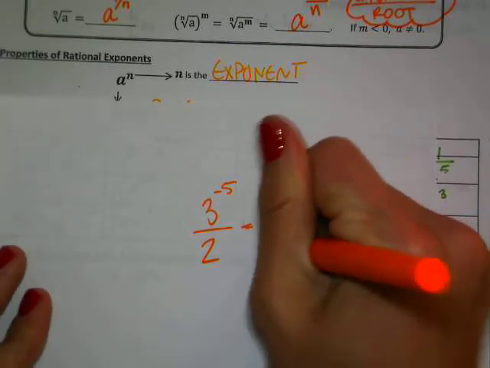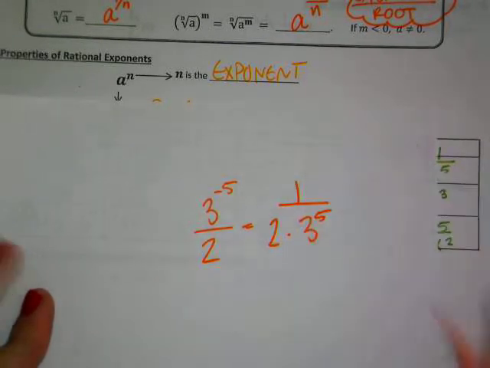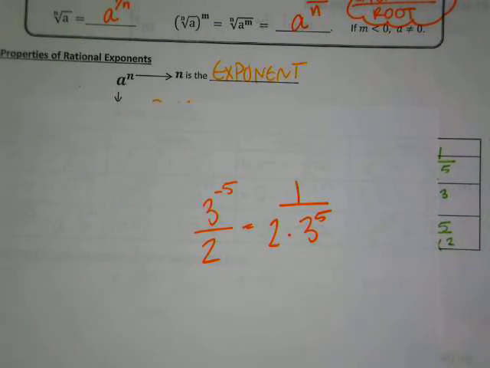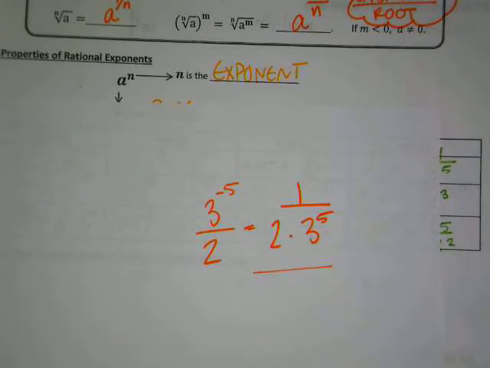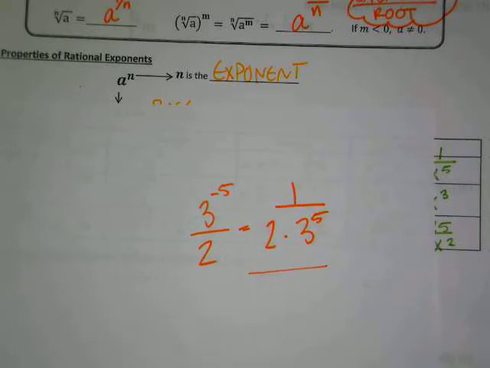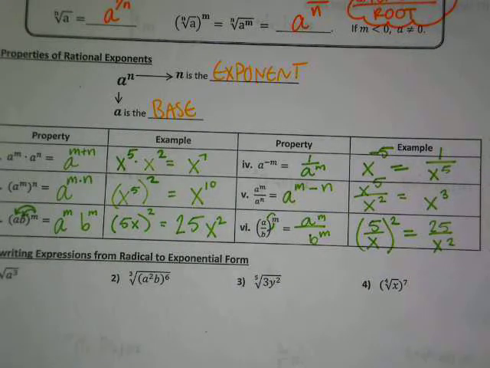So you would flip it, the 2 stays here, because the 2 is not negative, so it's just that. And then you just have to multiply all that out, 3 times 3 times 3 times 3 times 3, 3 five times, and then times 2. But probably not.